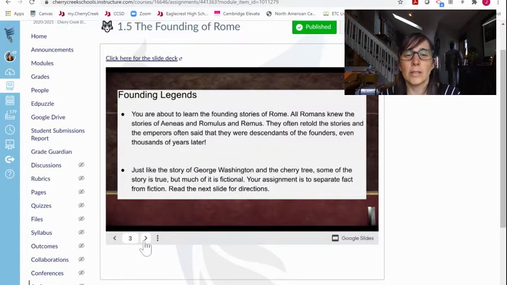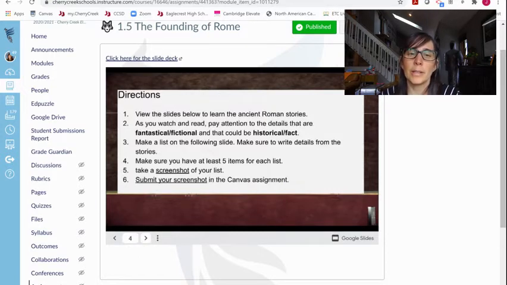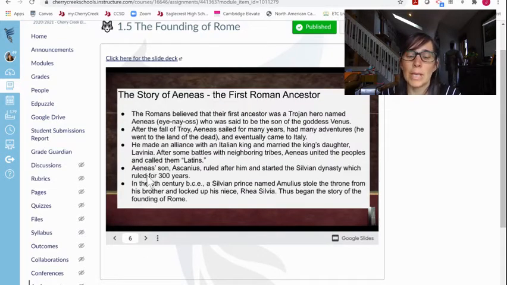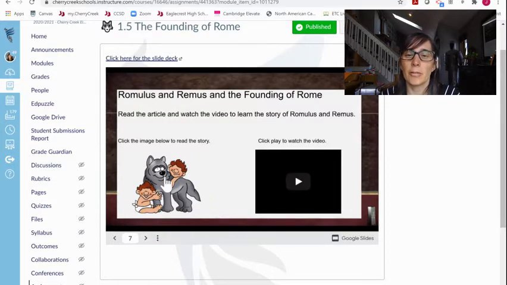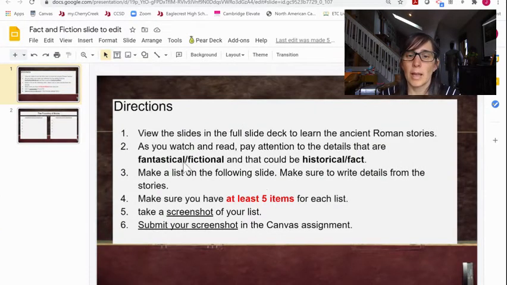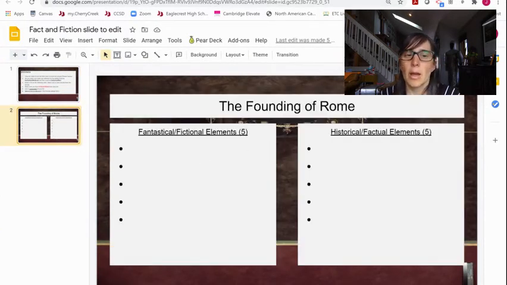Okay, right, and then so you'll continue on, you'll learn about the history of Rome, read these instructions, then you'll click here to open up your own copy of this slide right here, and that's one that you can write in. Okay, so then you'll continue on here and read about Roman history. Click here for an article and here for a video. You'll continue on, answer what are some fantastical or fictional elements, what are some historical or factual elements that you've learned from the stories, and fill in 5 bullet points for each one.